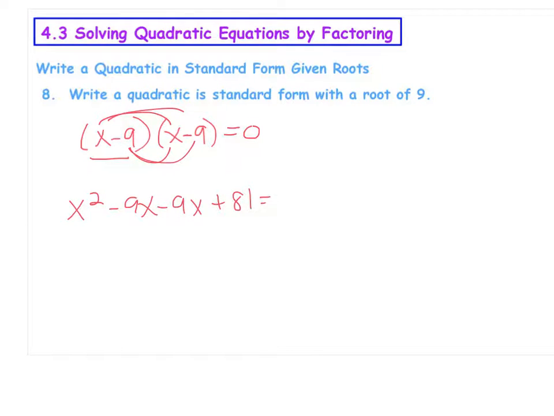So notice this is a perfect square trinomial. And we talked about how perfect square trinomials only have one answer. So it's x squared minus 18x plus 81 equal to 0. That's your quadratic that has roots of 9, just 9. There are examples in your book about this as well. It's in the first part of the section.